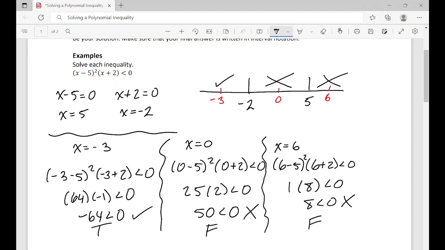So in this case, I only have one area that's true. This side over here from negative 2 to negative infinity. So my solution is going to be from negative infinity to negative 2, with parentheses, because it's just less than, not less than or equal to.